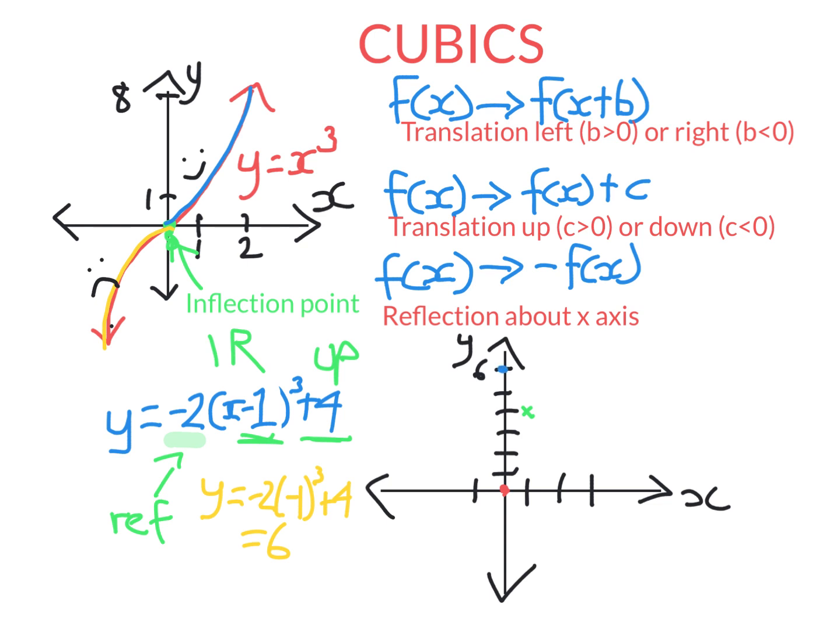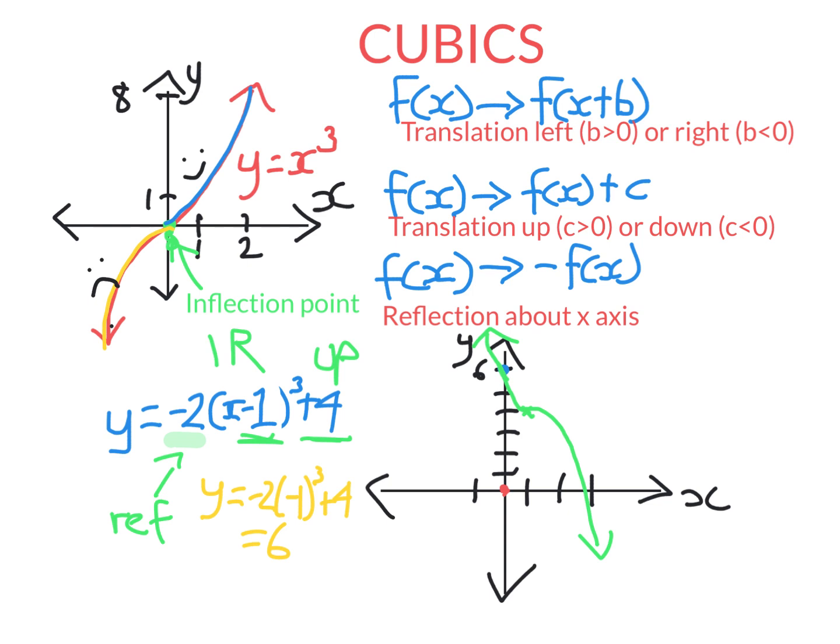Other than that, this has just been reflected. So instead of going this way, it's going to go this way. It's been reflected about the x-axis. Other than that, it has the same shape as a cubic. So it's going to start off here as a smiley face. At the inflection point, it's going to change into a frowny face. So that's what the graph here will look like. That's how we graph transformations of cubics.